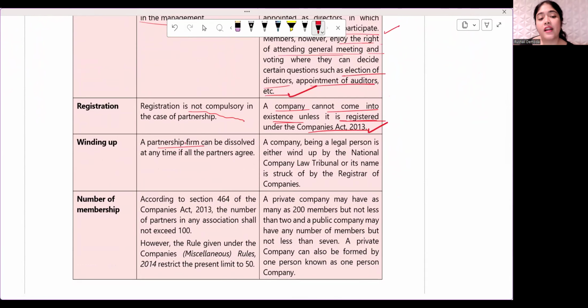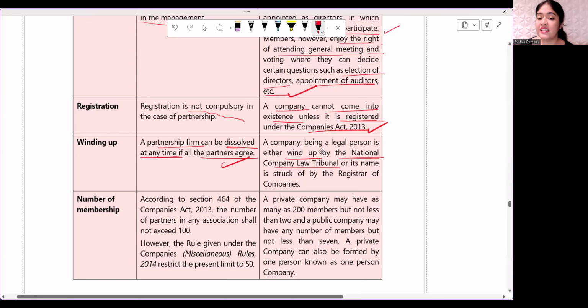Winding up. A partnership firm can be dissolved at any time if all the partners agree. If all the partners are agreeing, that time you can dissolve the partnership. And a company, being a legal person, is either wound up by the National Company Law Tribunal (NCLT), or its name is struck off by the Registrar of Companies.